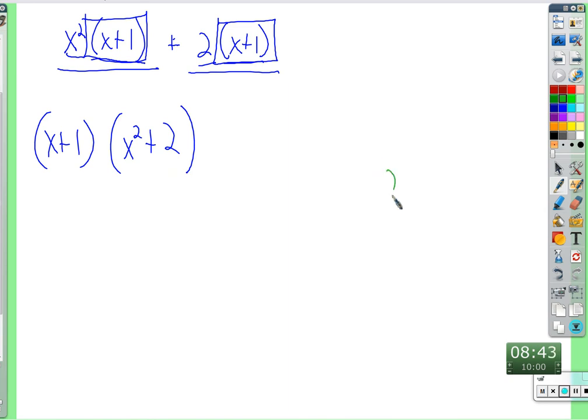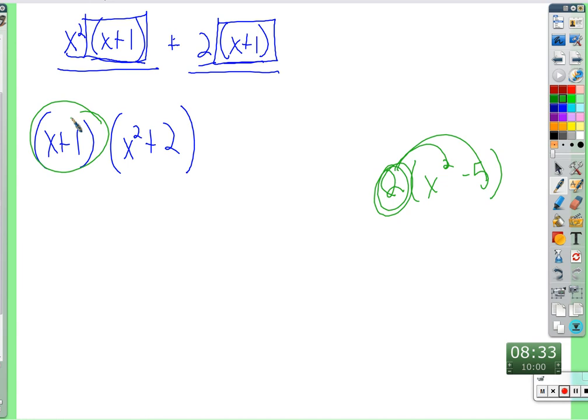If you had 2 times x squared minus 5, you distribute this thing that's outside the parentheses. We can do the same thing over here. It's only that the thing we're distributing is a set of parentheses. We can distribute it to there. That will give us x squared times x plus 1. Distribute it to the 2. That's going to give us 2 times x plus 1.